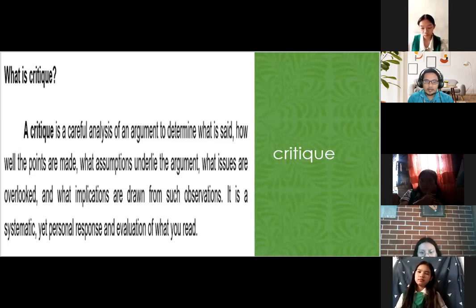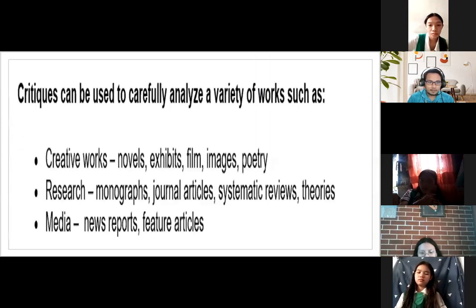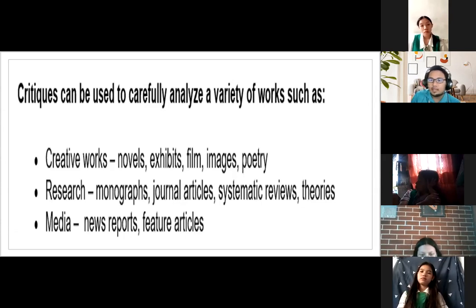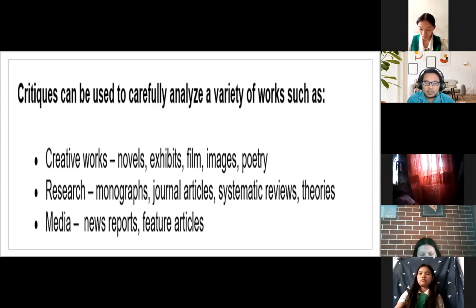It is a genre of academic writing which briefly summarizes and critically evaluates a work or a particular concept. Critics can be used to carefully analyze a variety of works such as creative works, research, and media. We use the critic to analyze these. Creative works include novels, exhibits, films, images, and poetry. Research can be monographs, journal articles, systematic reviews, or theories. When it comes to critiquing media, it can be news reports or feature articles.